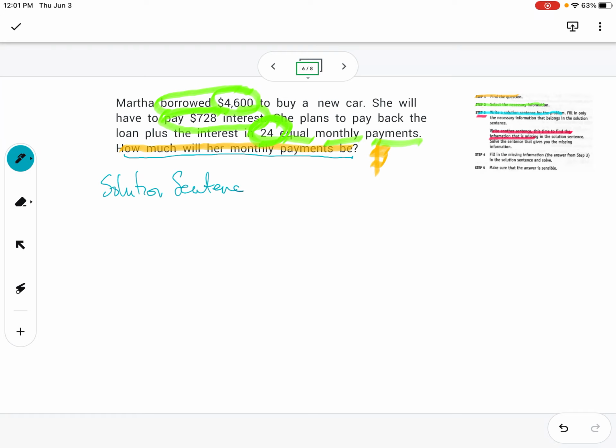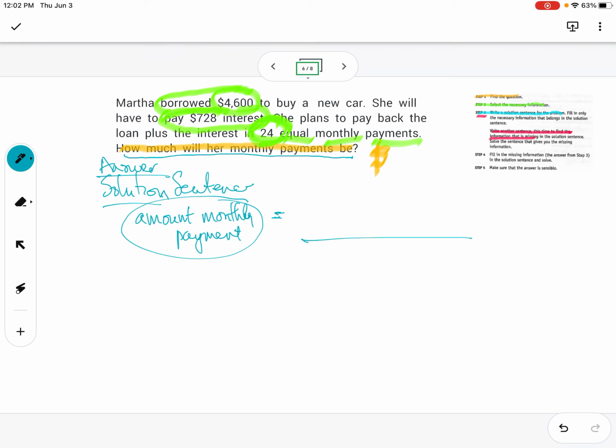remember the word solution, the word answer means the same thing. This is my answer sentence. How am I going to get my answer? How am I going to get my solution? What's the step that I'm going to take to do that? So the solution is the monthly payment amount. So I'm going to say, okay, well, then the amount for the monthly payment, how am I going to find that out? This is the solution I'm looking for. My solution sentence tells me how I'm going to get that.